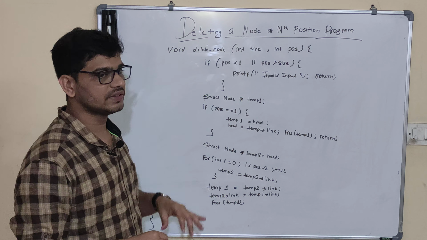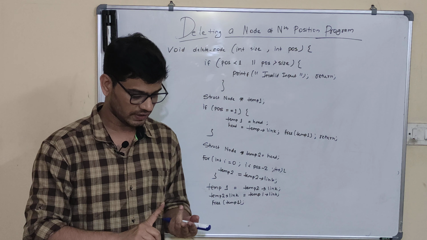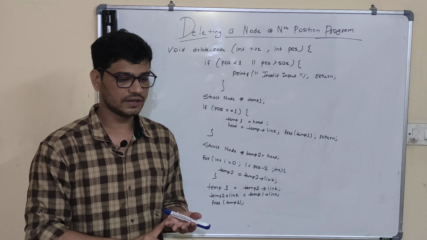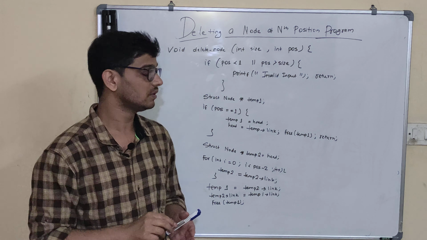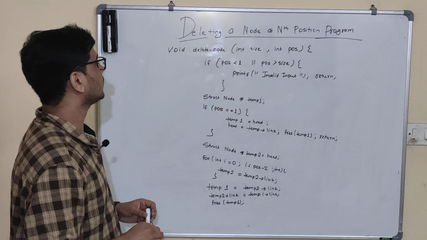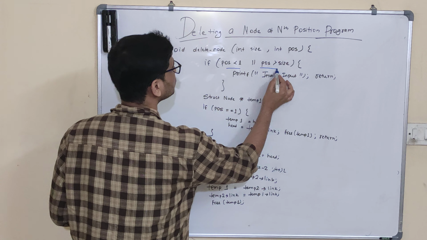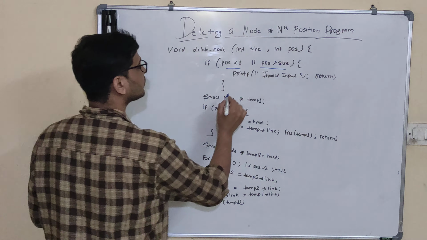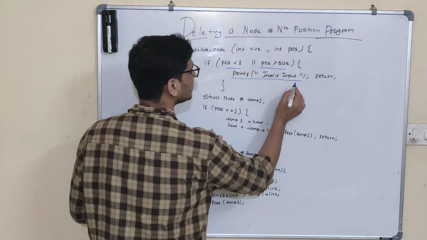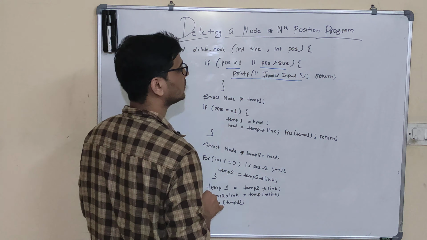If you remember, we had four cases. One was position is smaller than 1, second was position greater than size, third condition was when we want to delete a node at first position, and fourth was any other position. Here I am checking if position is smaller than 1 or position is greater than size, and if it is the case I am printing this is invalid input, and in the next line I am returning from this function call, because we don't want the lines below it to execute.